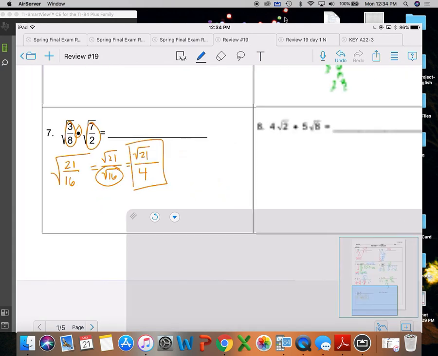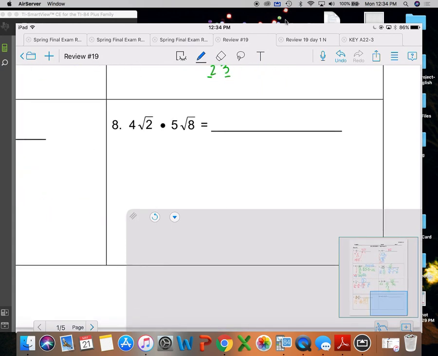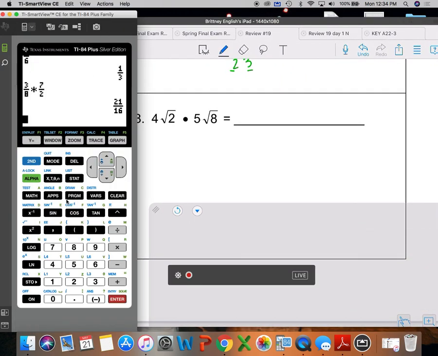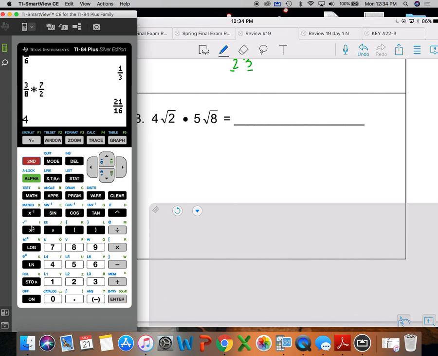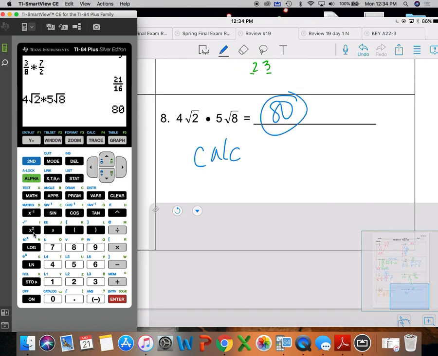The next couple of problems can be simplified inside the calculator or with the calculator. So problem 8, I'm going to type it in exactly like I see. 4 square root 2 times 5 square root 8. And I get the answer 80 because I used my calculator. So again, on 1 through 8, I would check all of these in the calculator. I've already done it, so for the sake of time, I'm not doing it on every single problem so that you can see which ones need to be worked out. But if it says all of these, you should type it into the calculator because some of them work out real nice and quick.